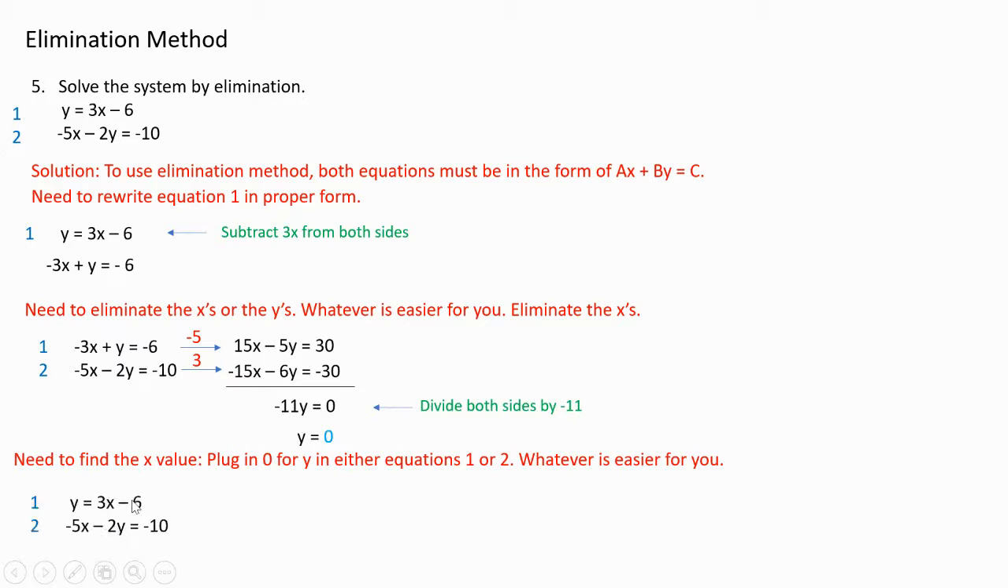Then you repeat the process, right? You can go to either 1 or 2. For this case, in my opinion, it will be easier to plug in the 0 for y in equation number 2. So I'm doing everything in contrary to the previous slide, just so you know that you get the same answer. So y is 0. So we get negative 5x equals negative 10. Divide both sides by negative 5. And the answer is 2. x equals 2. So that's my solution.